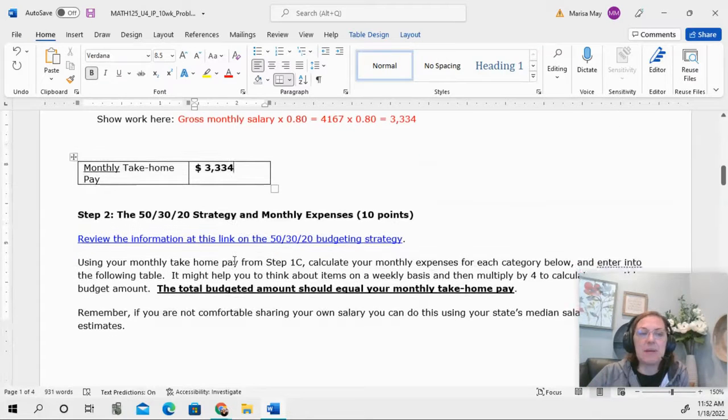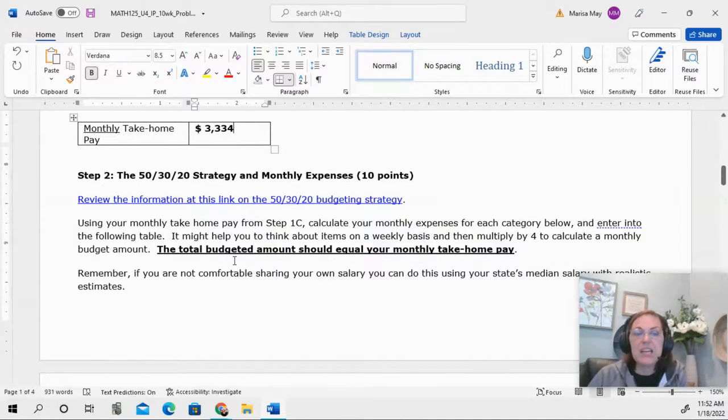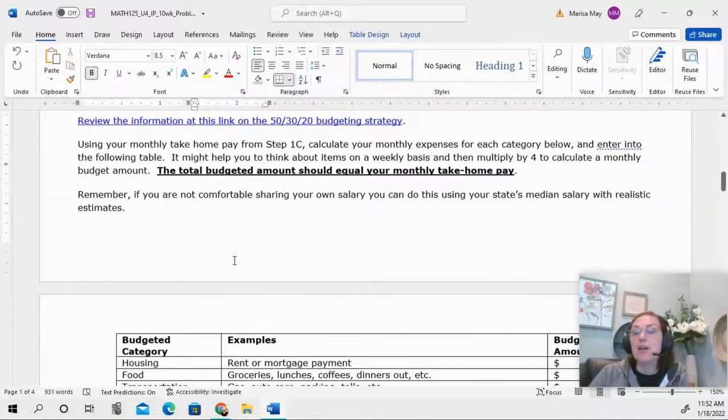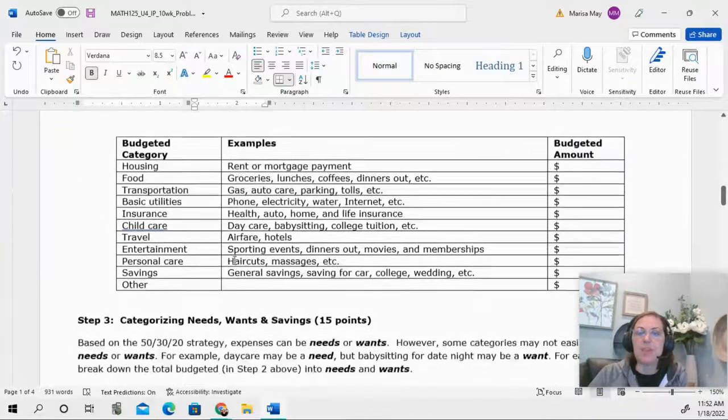Let's take a look at step number 2. Now, we're going to be using our monthly take-home pay for some of the expenses that we need to pay for as a part of a budget. So here we go. We've got some housing amounts. We've got groceries. You can see all of these budgeted amounts are going to need to add up to my monthly take home pay.